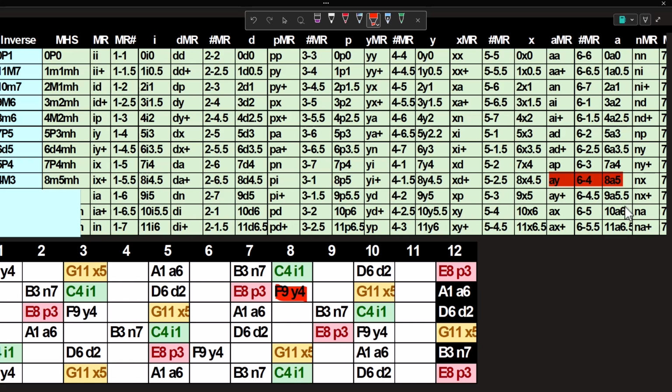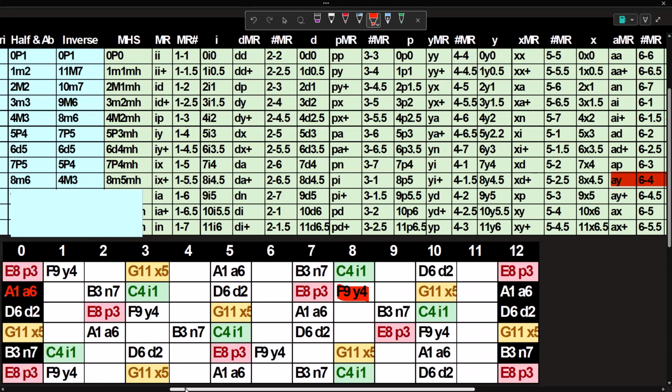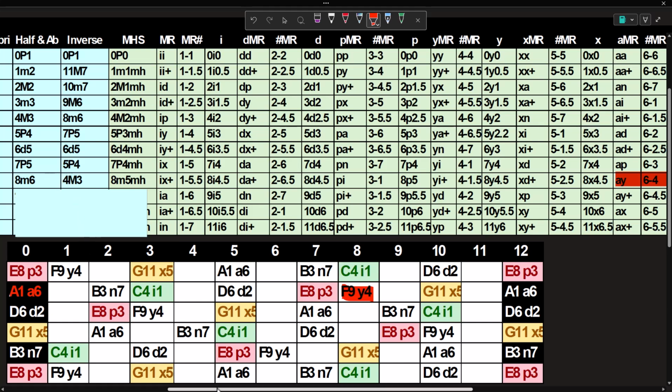That's what I'm saying. All right, so it's an AY modal range, a 6-4 modal range, which would be an 8 note away from the Aeolian node, 5th modal half step, which would be the 6th scale degree. I lost my mouse again. Where did my mouse go? There it is. The 6th scale degree, boom, right there.